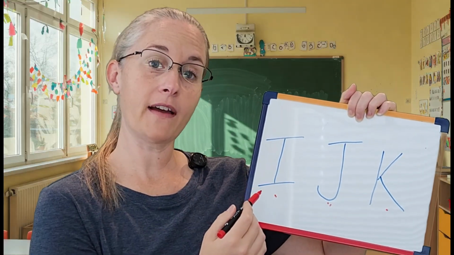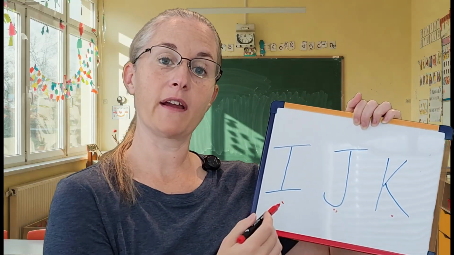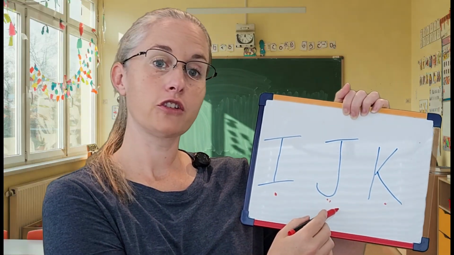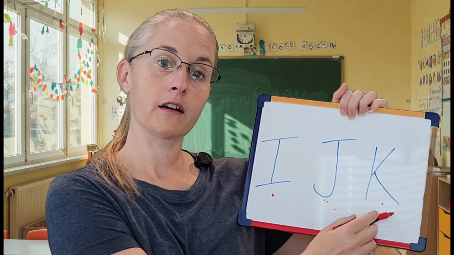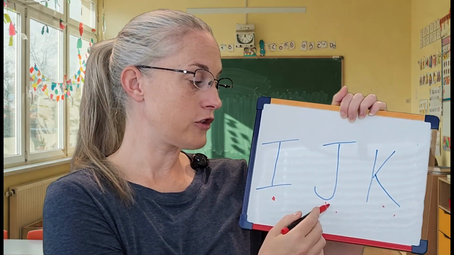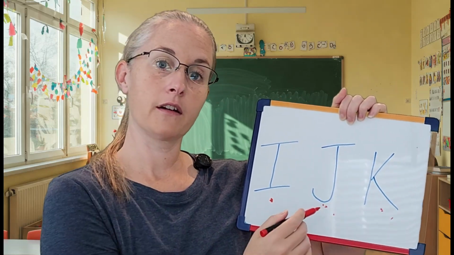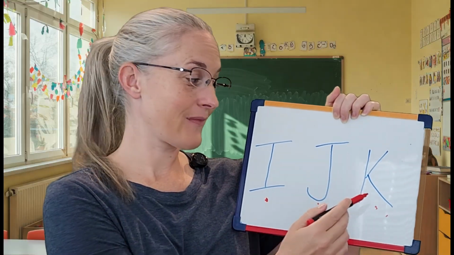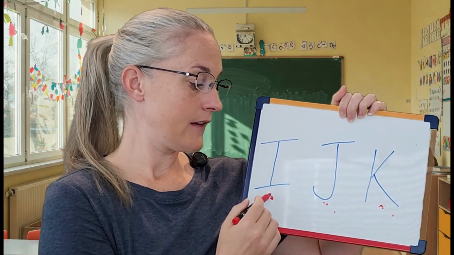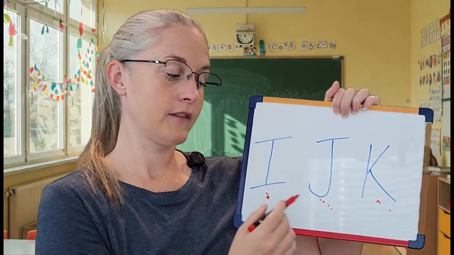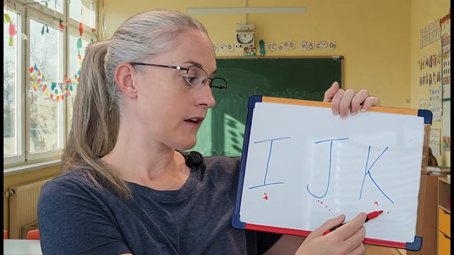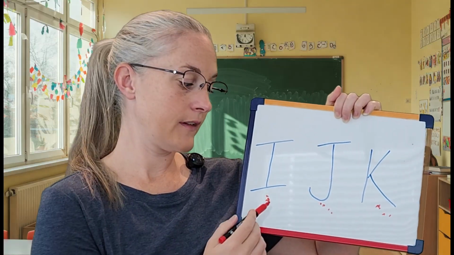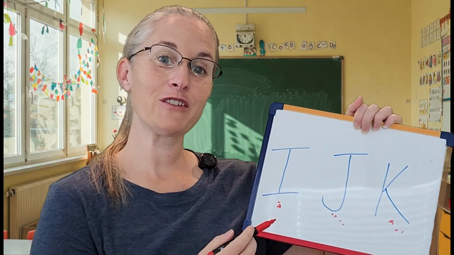Okay, we're going to go a little bit faster. I'm going to point to each letter again and we'll make the sound one more time. I. J. K. I. J. K. Okay, now we're going to go kind of out of order so that we mix it up a little bit. Ready? K. I. J. I. K. K. J. I. Good job.